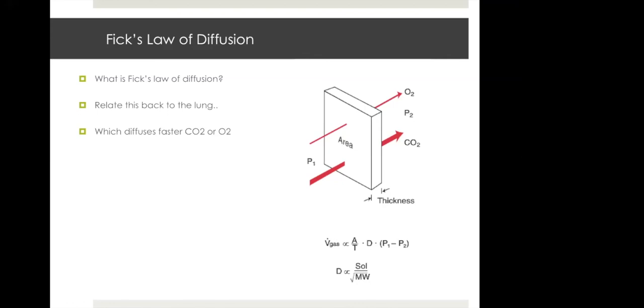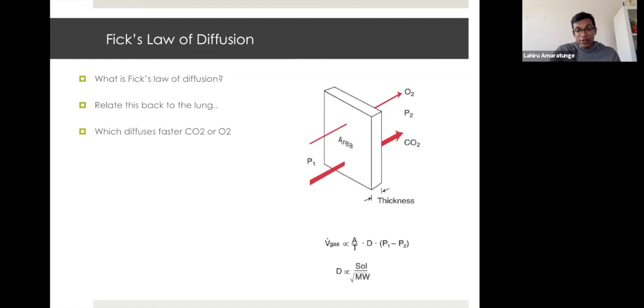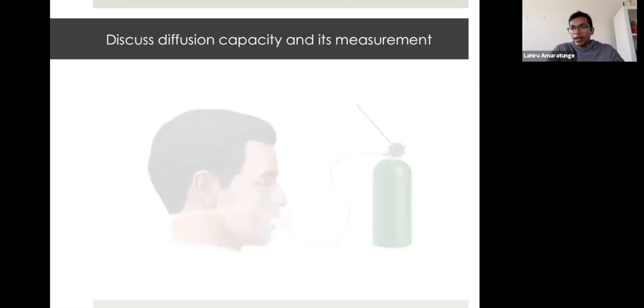Absolutely. So that's exactly right. It's 20 times faster. And why? Because the solubility is more, whilst the molecular weight isn't very different. So that's exactly right. Has anyone gone into the respiratory lab to measure diffusing capacity at all?